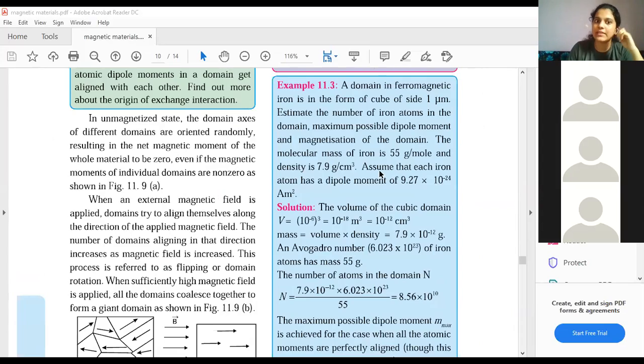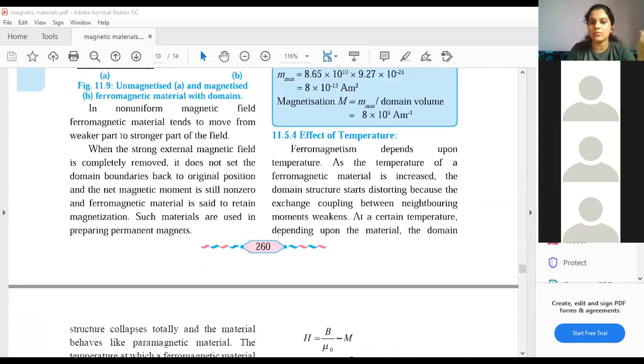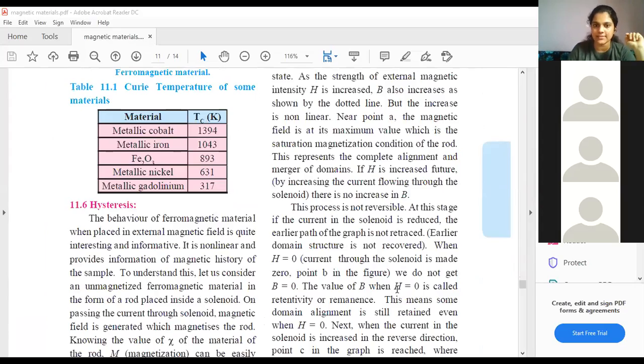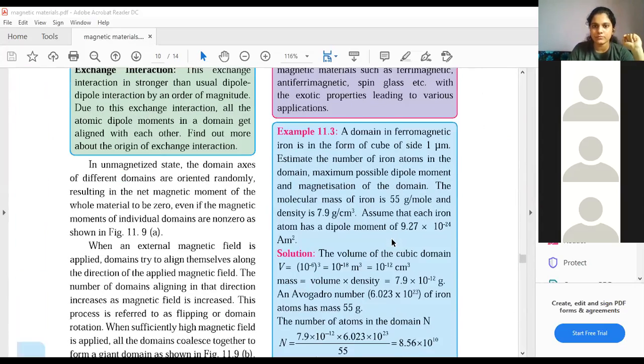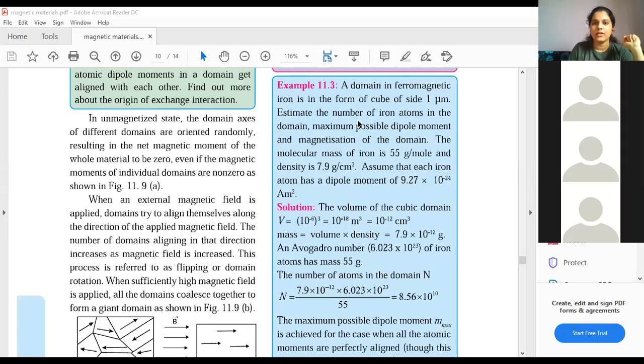Now, let us quickly do this numerical first, and then I'll move on to the next topic, that is hysteresis. Everyone, please pay attention. I'll read out the question first.